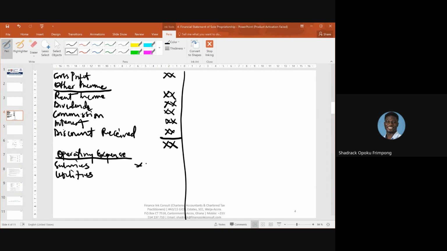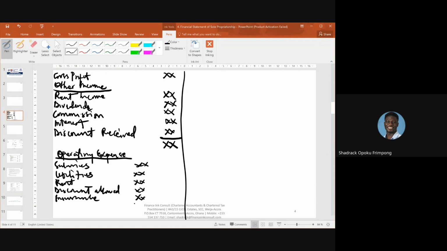So let's just complete them. Can even talk about rent. In fact, discount allowed. So if you grant discount to your customers, it's an expense to you. You have to incur that expense. You have to bear that expense. What other expense? Insurance. All other expenses, basically.